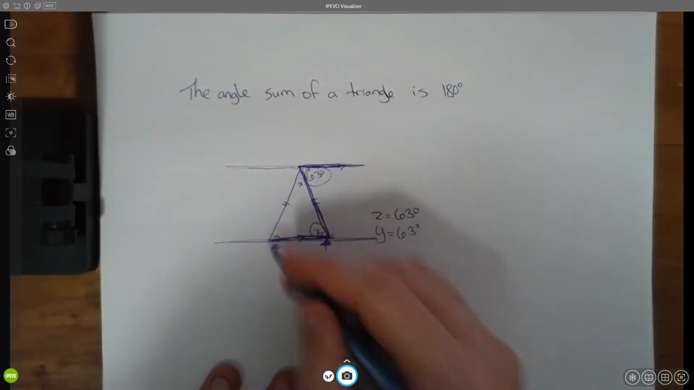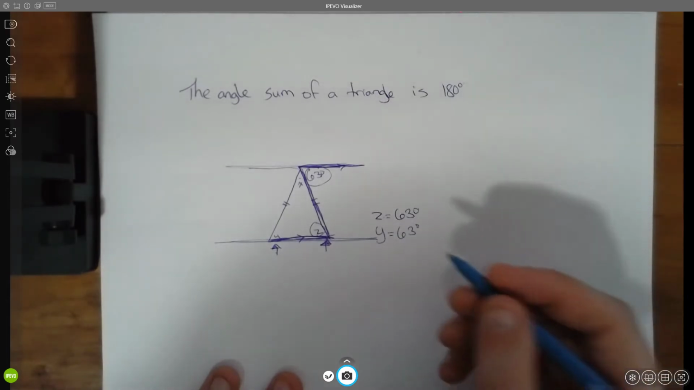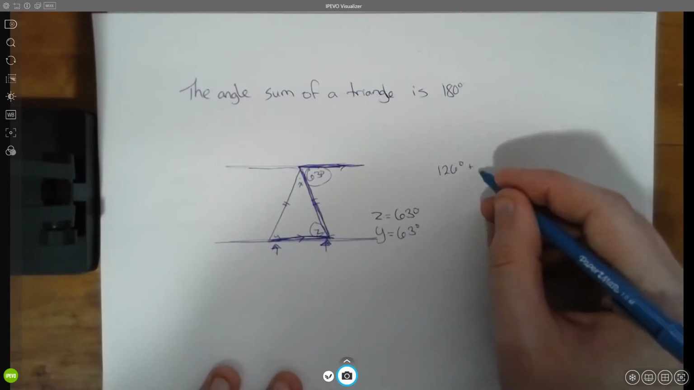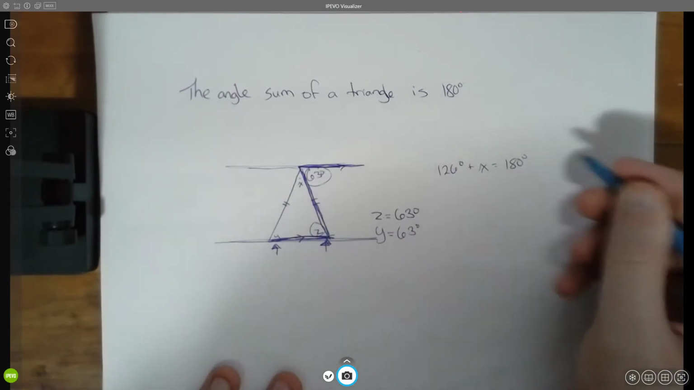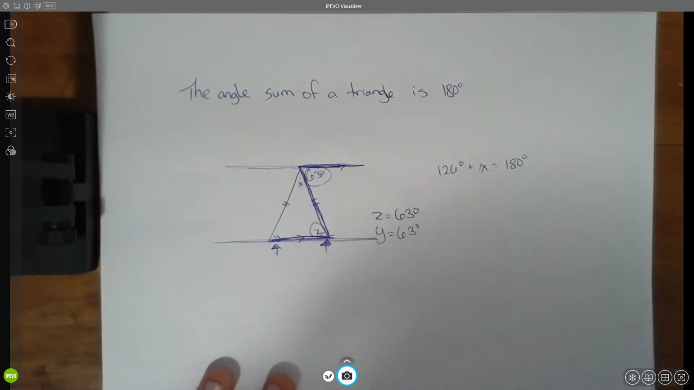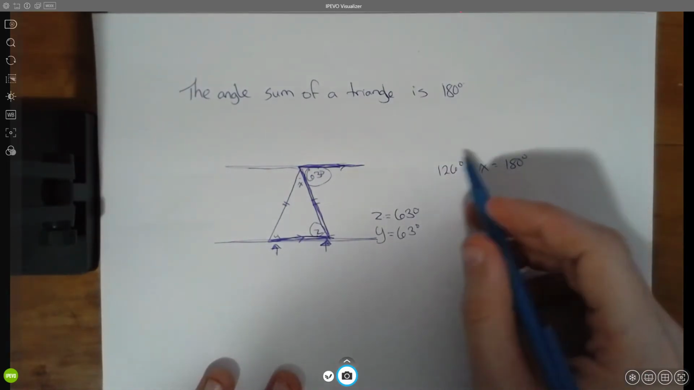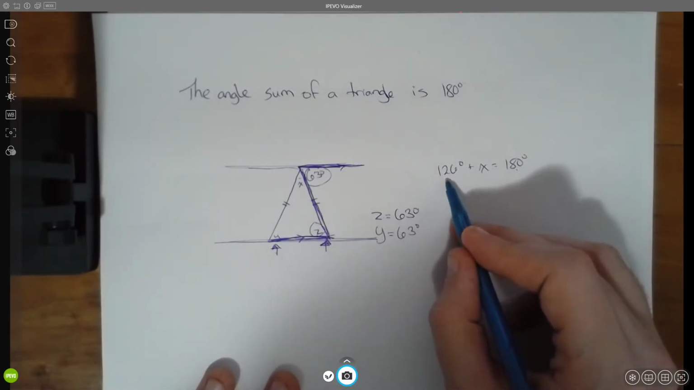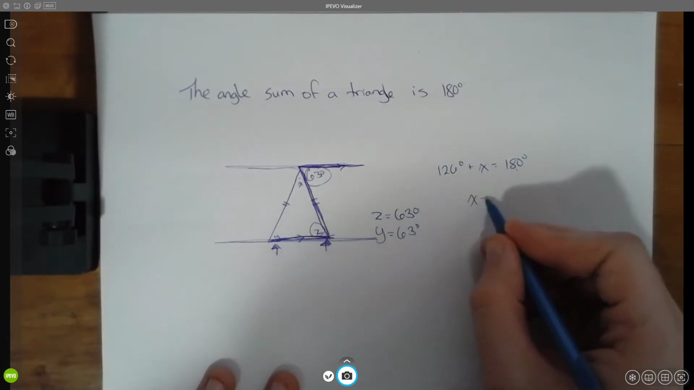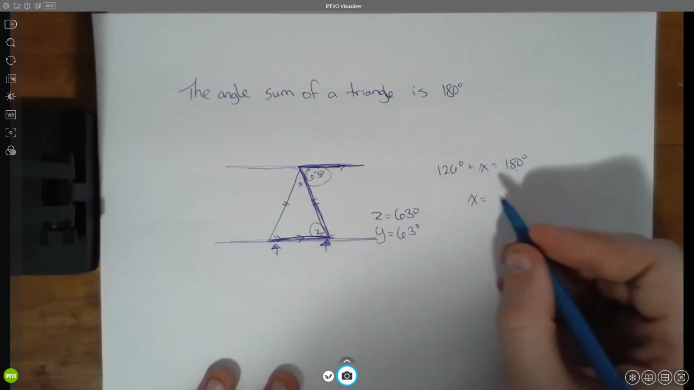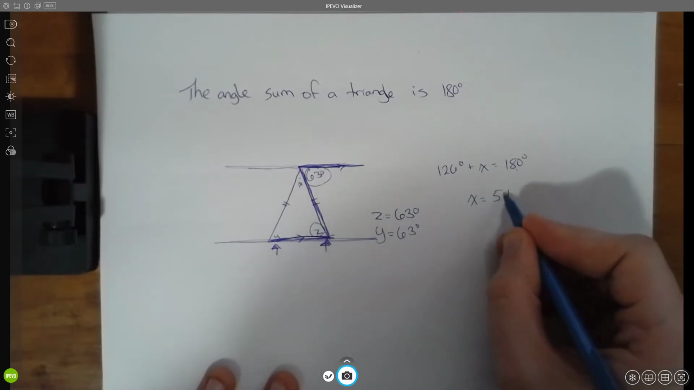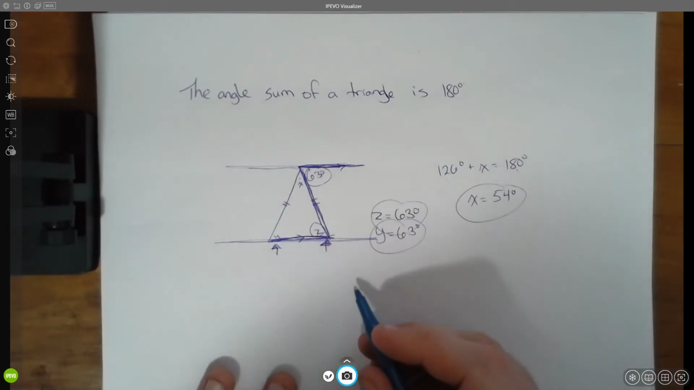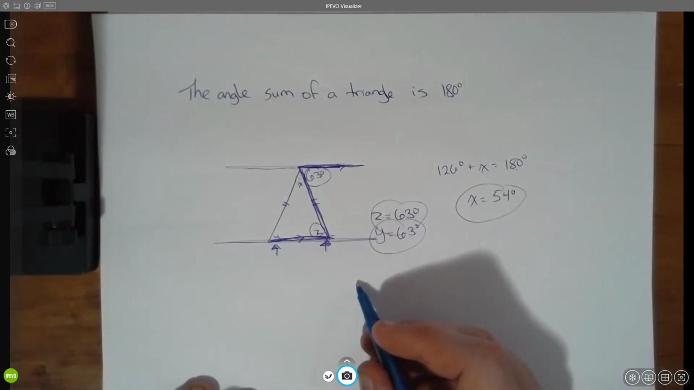So that just leaves us with angle X. Well, a triangle must equal 180 degrees. So these two added together is 126 degrees, plus angle X is going to give us the entire 180 for the triangle. I just need to figure out what's left. If I move things around a little bit, I just take 180 minus 126, and that would give me an X value of 54 degrees. So that's how we figure out Z, Y, and X for this particular example question.